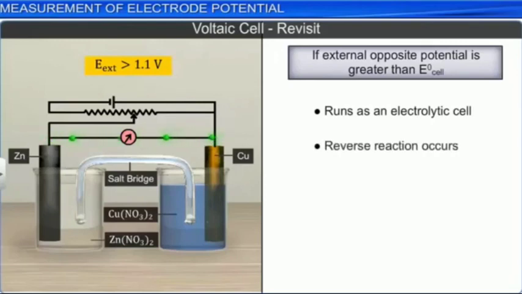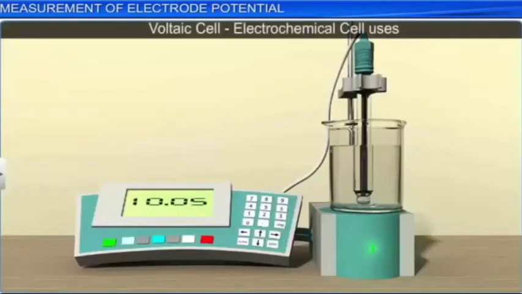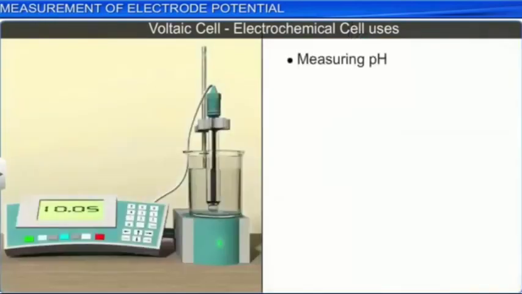Electrochemical cells have a variety of uses. For example, pH meters use electrochemical cells. Electrochemical cells can also be used to measure solubility product constants and other types of equilibrium constants. They are also useful in potentiometric titrations.